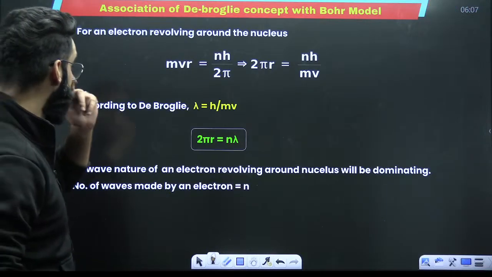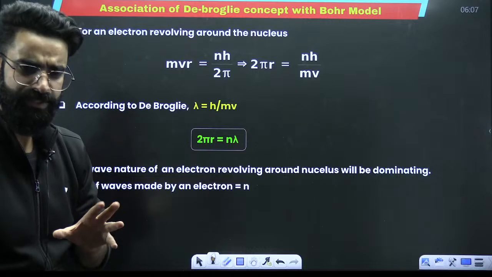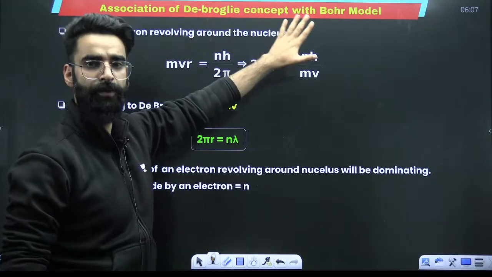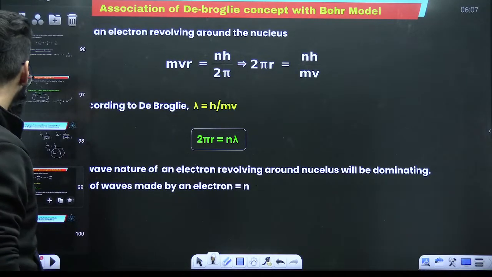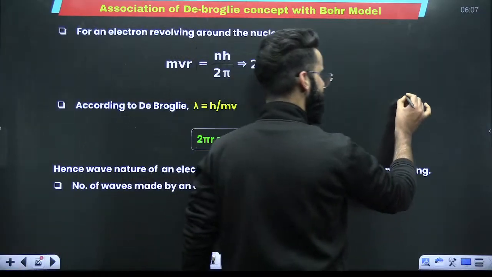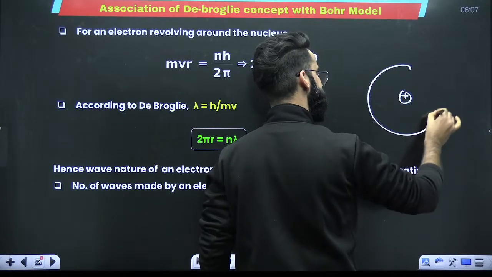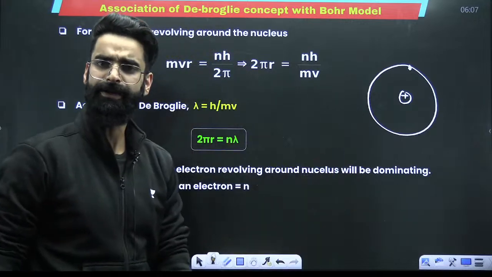My dear students, there is one more thing. Before solving the other questions, we are going to associate de Broglie's concept with Bohr's model. If I talk about an electron, let's say this is the nucleus, and this is the electron which is revolving around the nucleus.